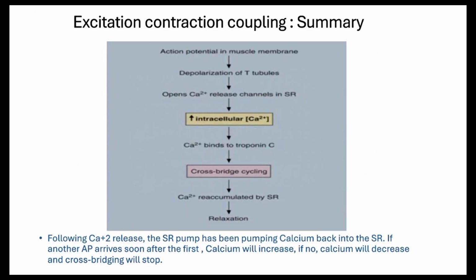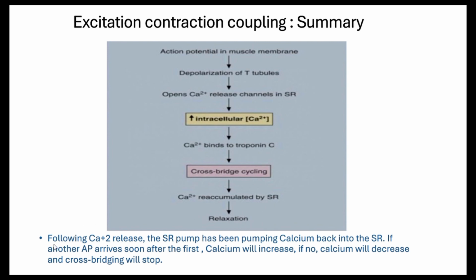Okay, so that is a summary of what we discussed. Excitation contraction coupling, in simple words: when the action potential reaches the muscle membrane, there is depolarization of the T tubules, which opens the calcium release channels in the sarcoplasmic reticulum, and there is increased intracellular calcium. This calcium binds to troponin C, cross bridge cycling occurs, and again the calcium is reaccumulated by the smooth endoplasmic reticulum, and the muscle relaxes.